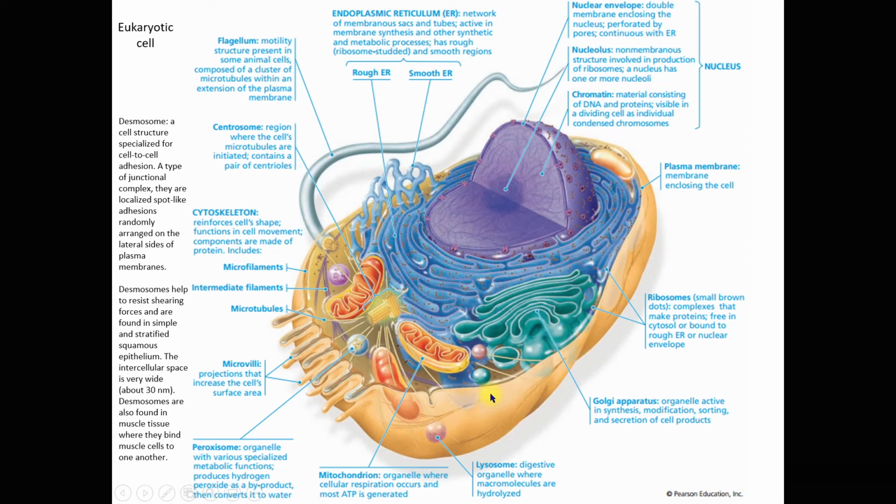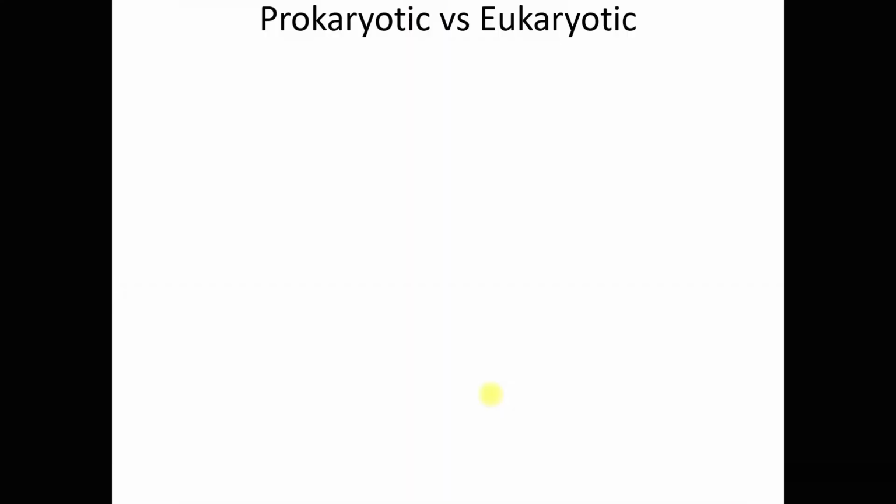These desmosomes help to resist shearing forces and are found in simple and stratified squamous epithelium. Do not fret, you will learn about the stratified and simple squamous epithelium in detail later on. The intercellular space is very wide, about 30 nanometers. Desmosomes are also found in muscle tissue where they bind muscle cells to one another.